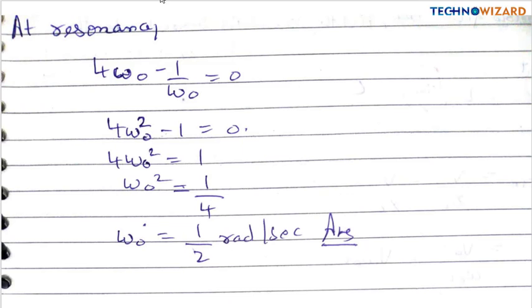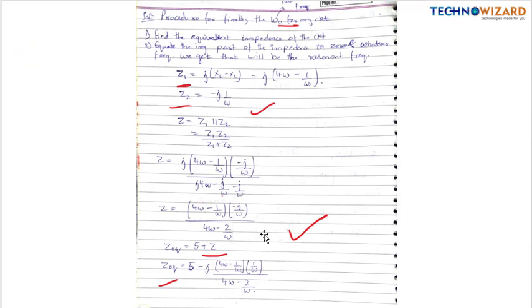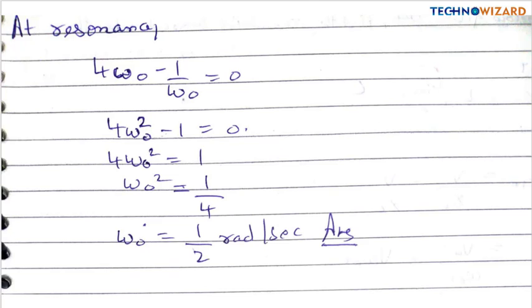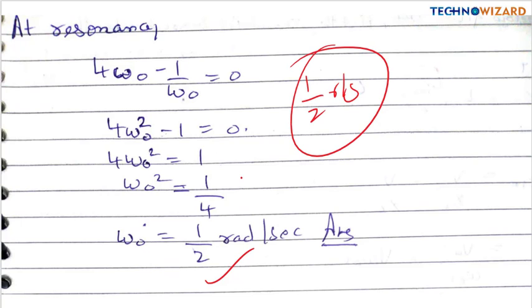Okay, so at resonance this will be 0. I am taking the imaginary term as 0. So on taking the imaginary term as 0, you will get 4 omega naught minus 1 upon omega naught is equal to 0. 4 omega naught square minus 1 is equal to 0. 4 omega naught square is equal to 1. Omega naught square is equal to 1 by 4. On taking the root, you will get omega naught is equal to 1 upon 2 radian per second, which is the resonant frequency for this question.